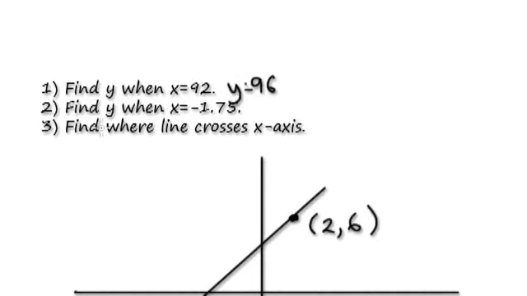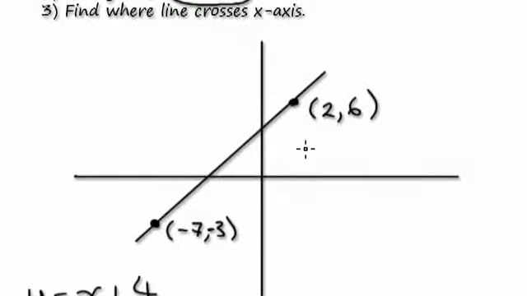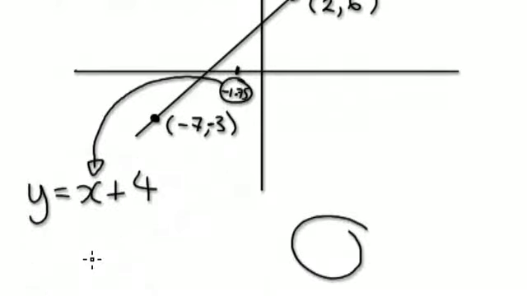So to answer this question, y would be 96. Then the second question: what will y be when x is minus 1.75? It doesn't matter where. You just put minus 1.75 into the x here. So it would be minus 1.75 plus 4.